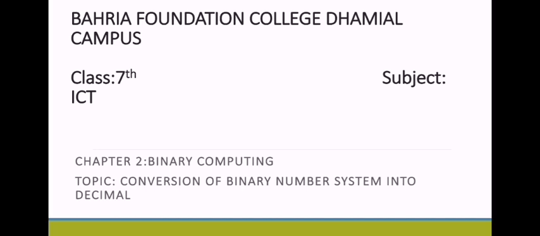Our today's lecture is from chapter 2, Binary Computing. The topic is conversion of binary number system into decimal number system. Binary number system consists of only two values 0 and 1, and the decimal number system consists of 10 values from 0 to 9.